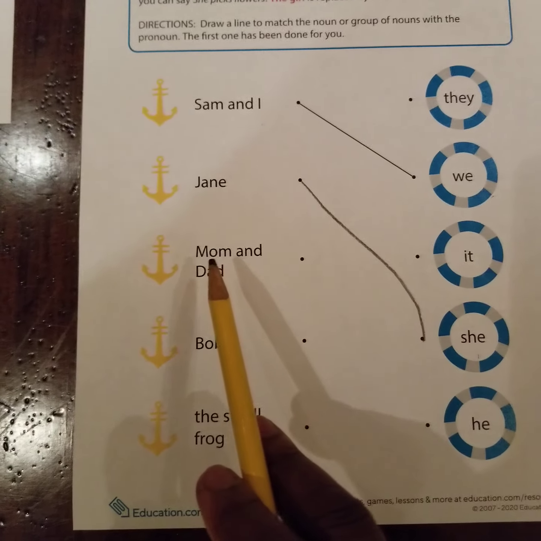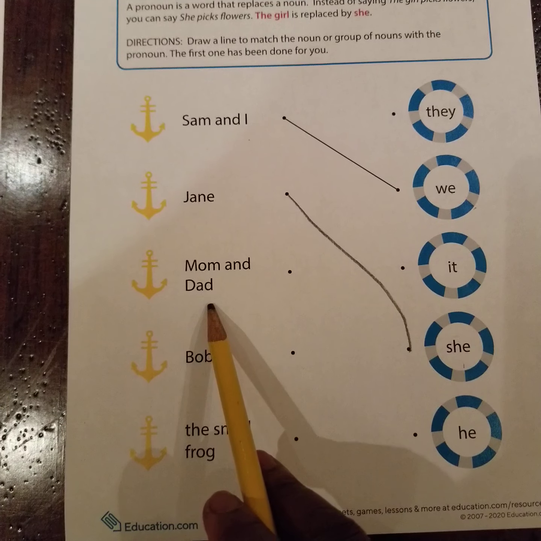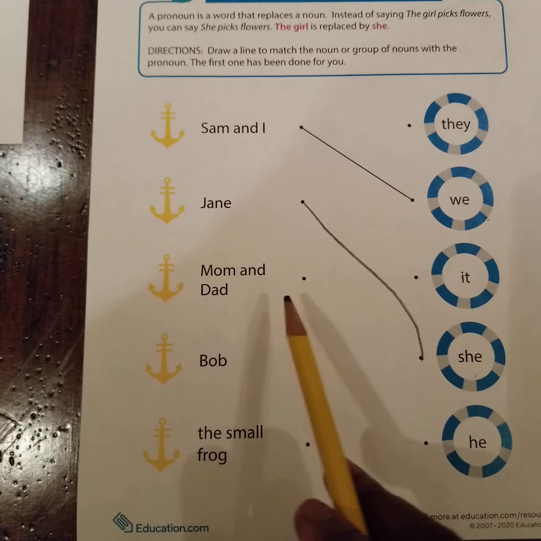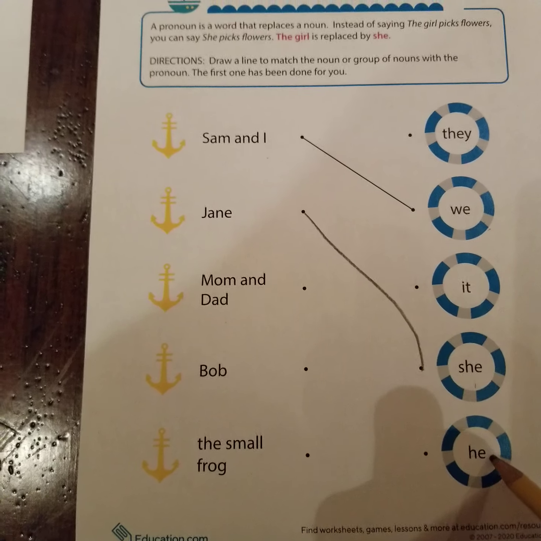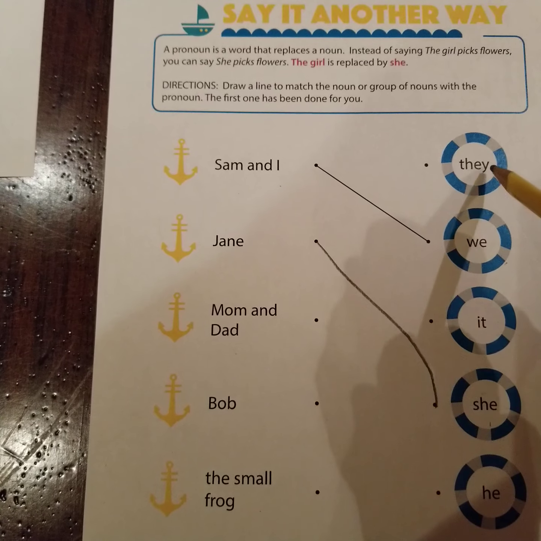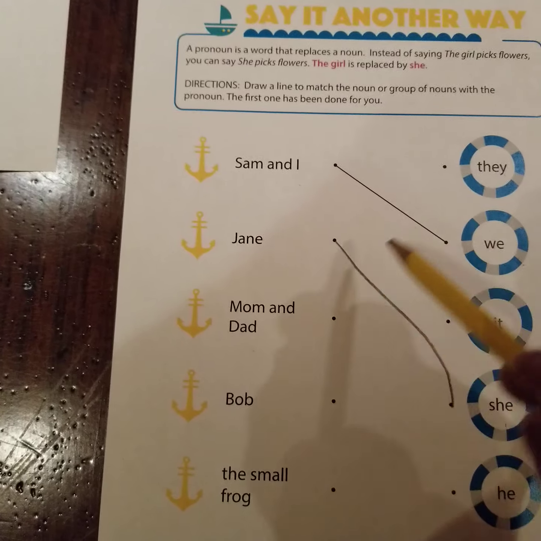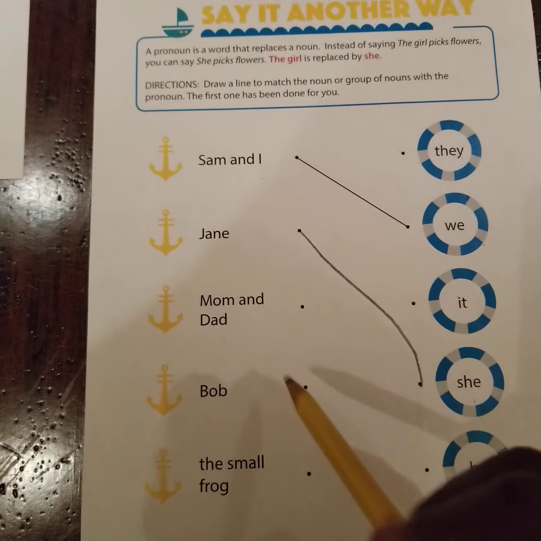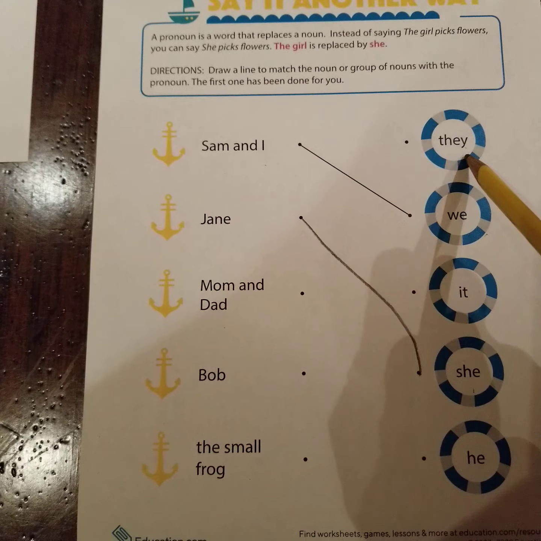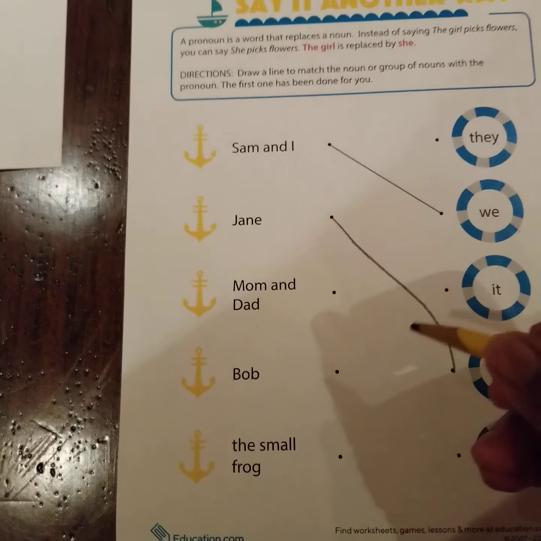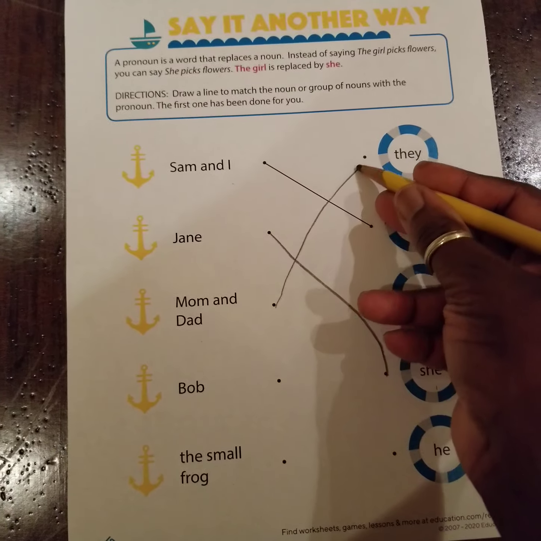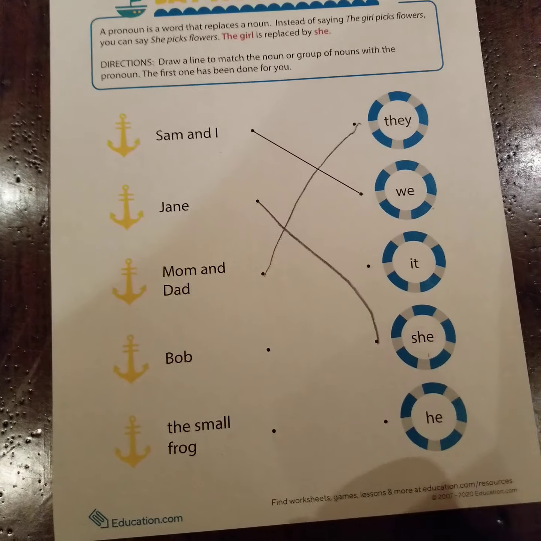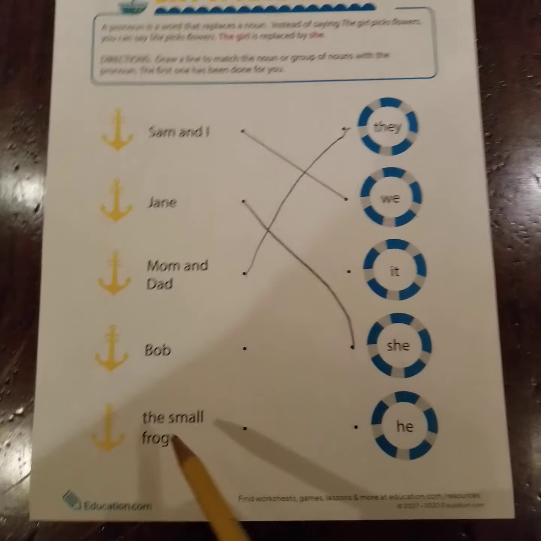Alrighty, next is Mom and Dad. Well, that's 2 people as well. So we're not going to use he. We're not going to use it. They. Okay? Mom and Dad went to the store. They went to the store. A pronoun just helps us to say something in a different way. They went to the store.